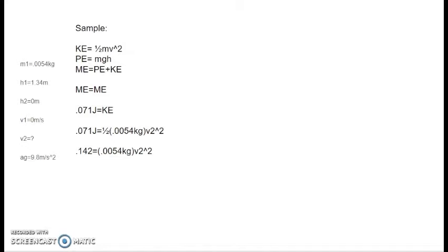Alright, so after that we are going to be dividing the thing on the left, the 0.071 joules, algebraically by 1/2, which is going to give us 0.142. We're going to leave that number just as it is because we don't really know what it is anymore. Even I don't. I'm so lost.